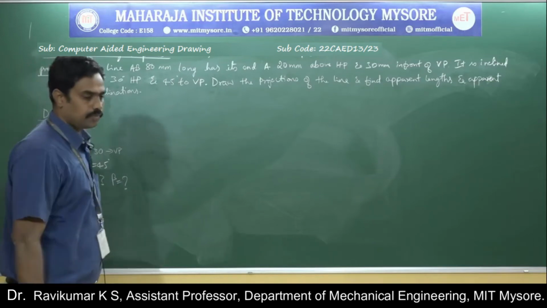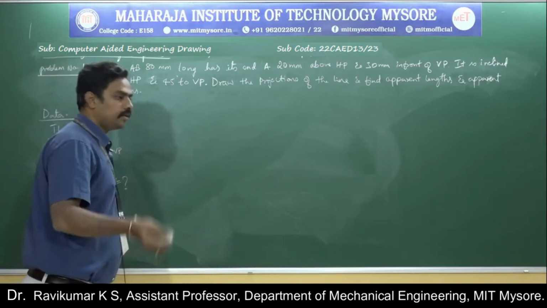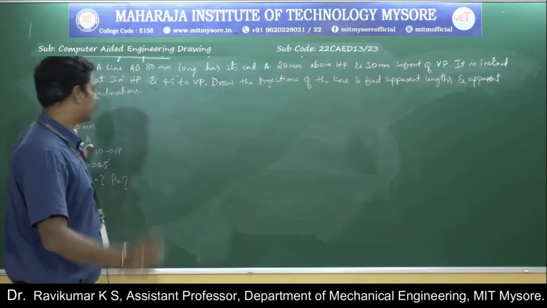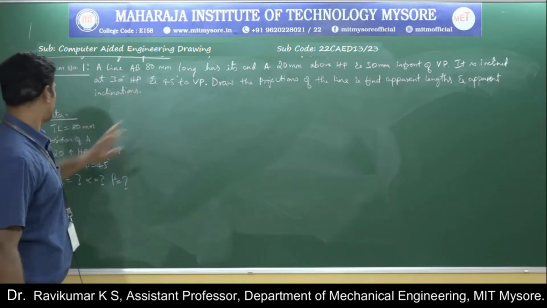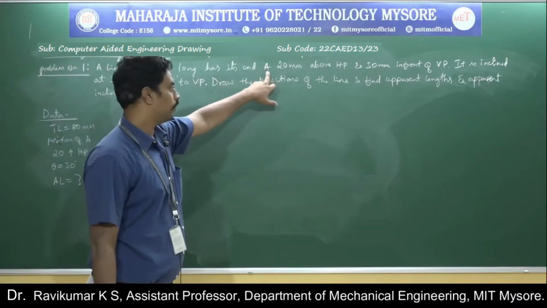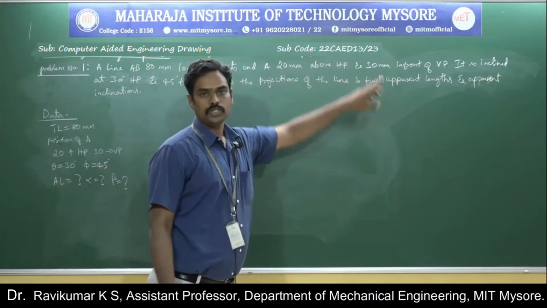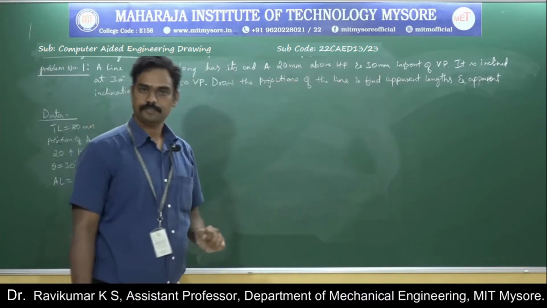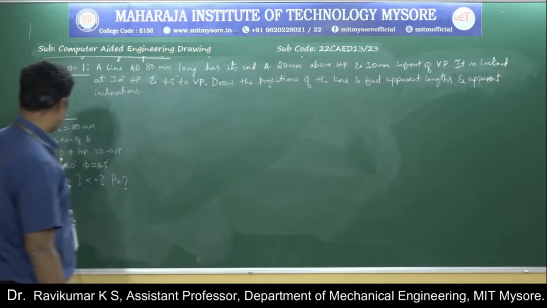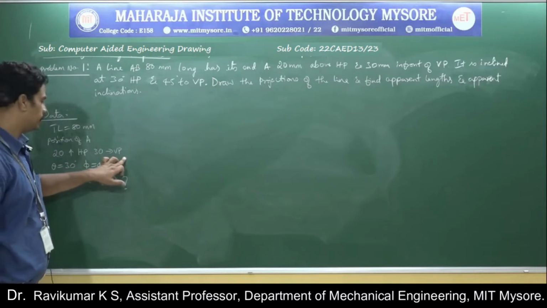I will take up one of the problems where the length is given like that, appears to be, or in the top view. Then the position of point A is given. Look here, position of point A is given: above HP 20 mm, in front of VP 30 mm. So I can locate point A.